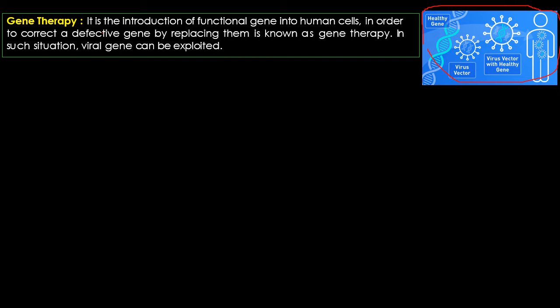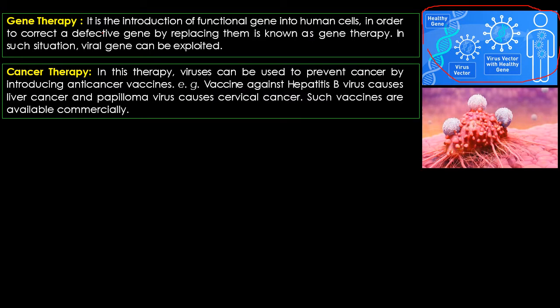Then the third important useful activity of the viruses is cancer therapy. In cancer therapy, viruses can be used to prevent cancer by introducing anti-cancerous vaccines. For example, the vaccine against the hepatitis B virus, which causes liver cancer, and the papilloma virus, which causes cervical cancer. Such vaccines are available commercially.